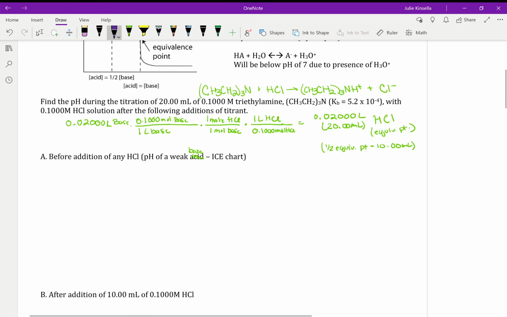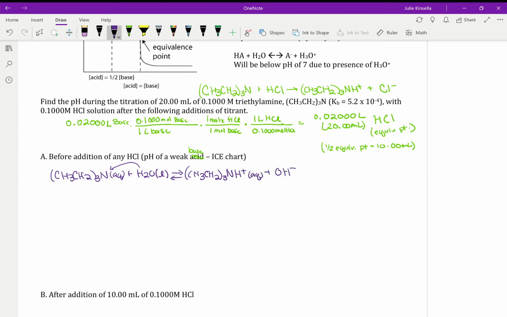All right, so let's get into the first calculation, and this is just before any HCl has been added. So all we're doing is finding the pH of a weak base. Our weak base, triethylamine, is going to be reacting with water here. Remember, it's going to act as a base, so it's going to accept a proton from water. So you're going to have CH3CH2, and then NH+, be careful with your charges, and then that is going to form your hydroxide ions. And it's that concentration of hydroxide which will then get us to our pH.